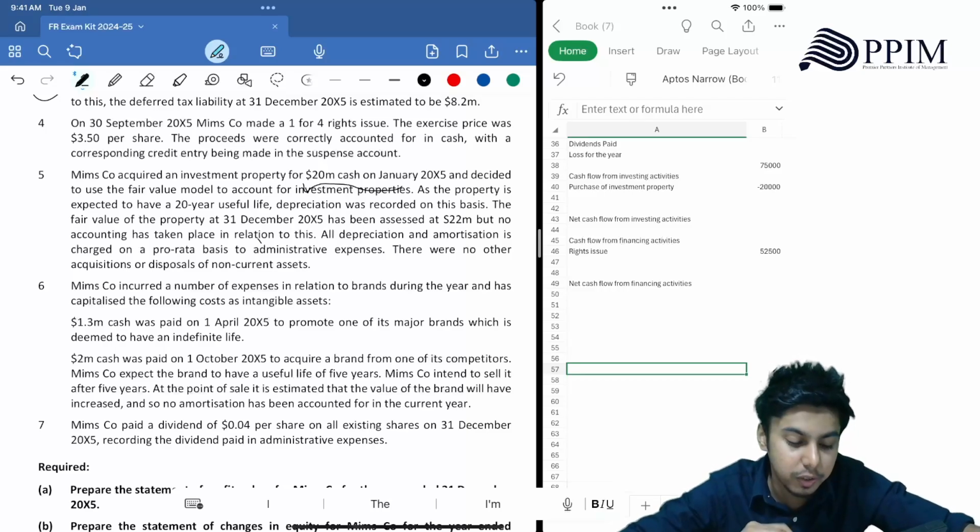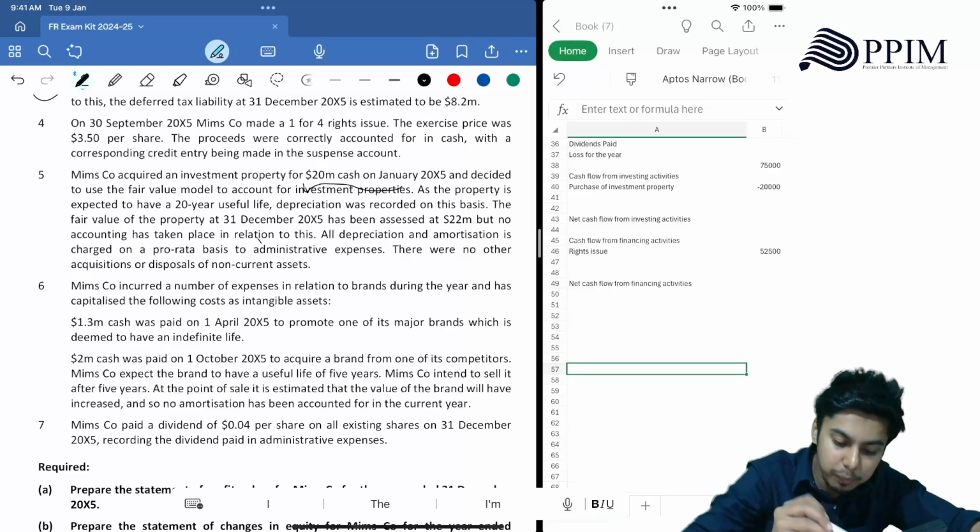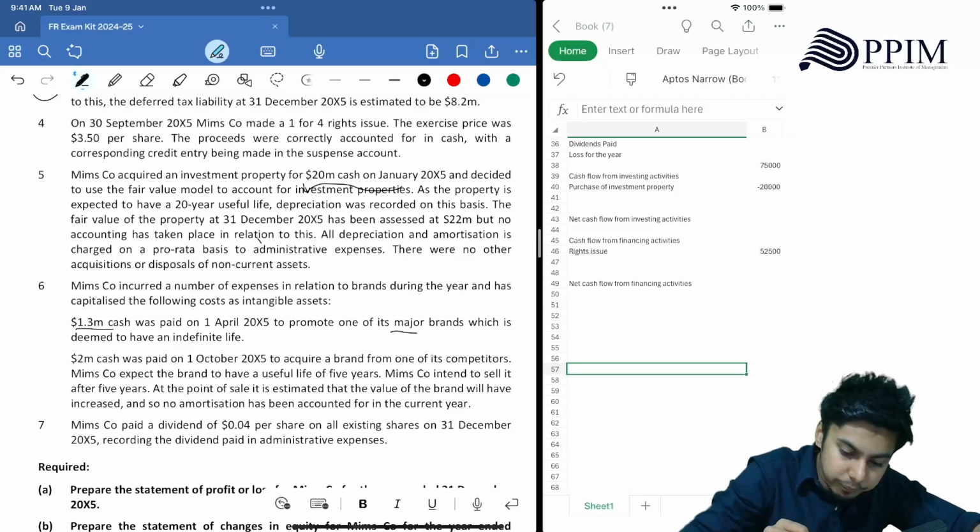Let's go for the next one now. Fast. Let's go for the next one. Okay, what are they saying after that? The fair value of the property has been assessed. That is okay. That's it. Sixth one. We are paying 1.3 million for brand name and 2 million for brand.